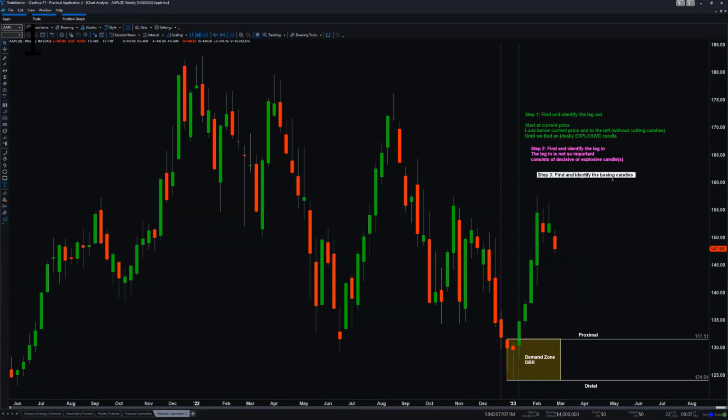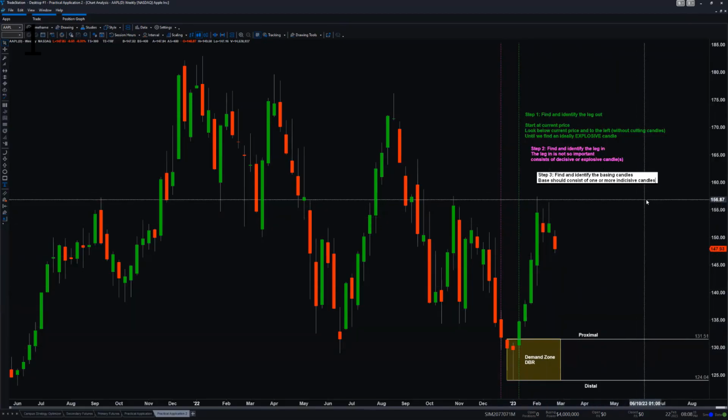What about our step 3, the base? What ideally we want the base to be part of is that the base should consist of one or more indecisive candles. Okay, the more indecisive, the better, right? The more fight we can see within the buyers and the sellers, the better, right?